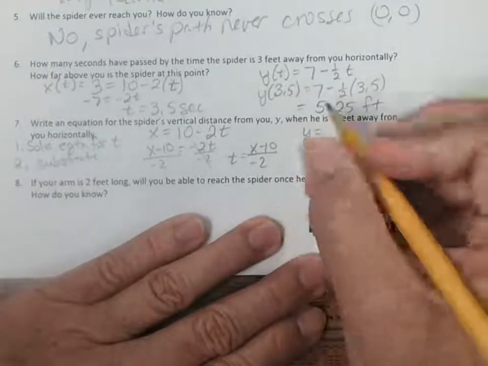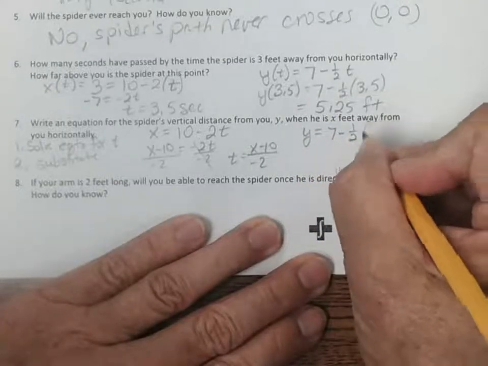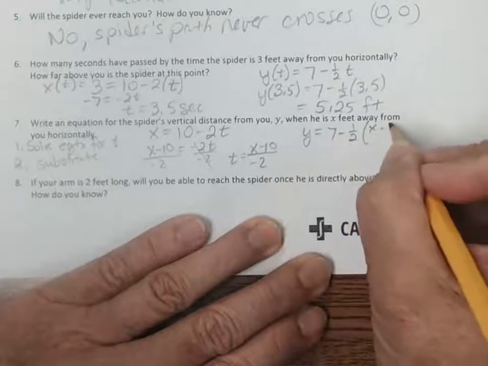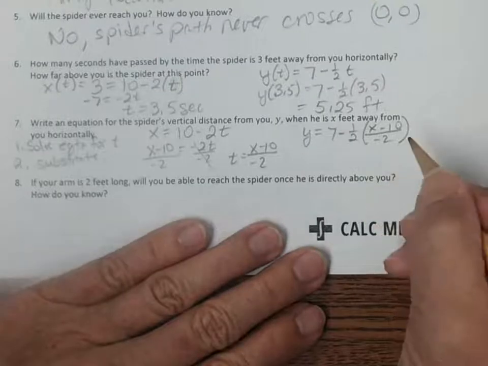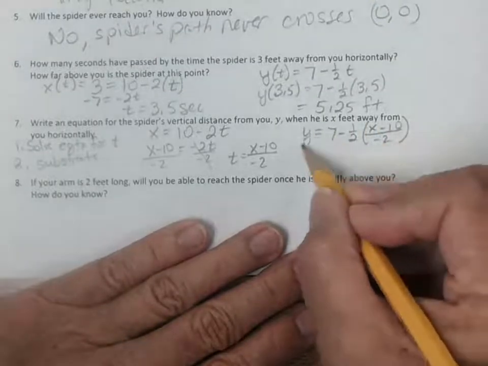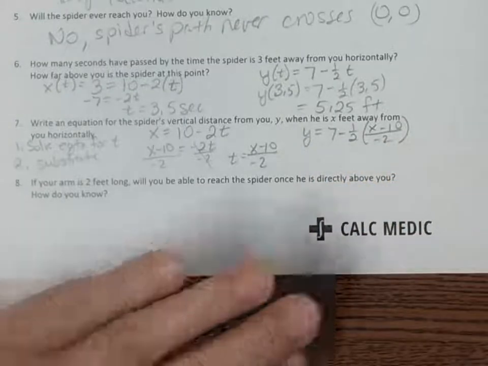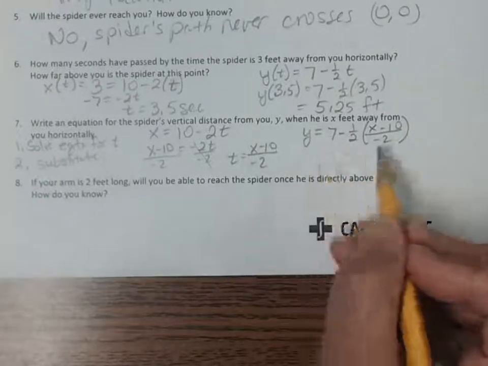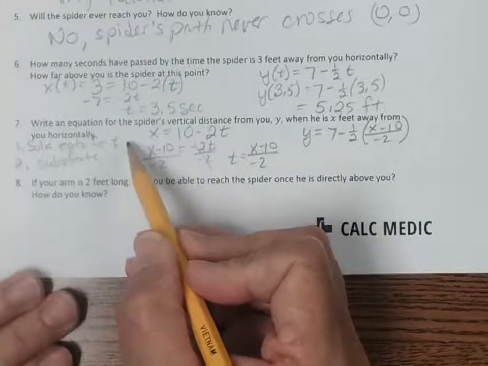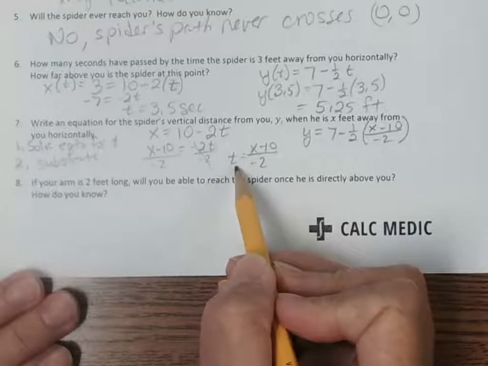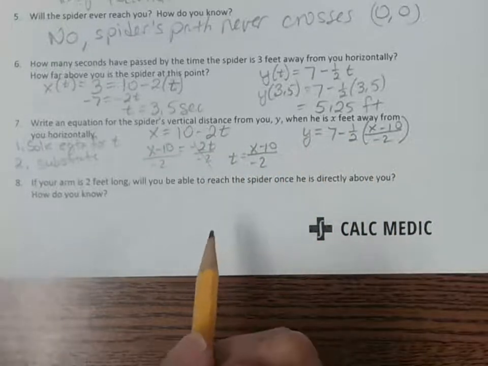So my y equation is y equals 7 minus 1/2 times t. So I'm putting this in there, x minus 10 divided by negative 2. And that is now my equation for y in terms of x. I could certainly simplify that, but I just want you to see how we get it. We solved one equation, typically the x equation, for t. Once I've isolated t, I then substitute that into the y equation.